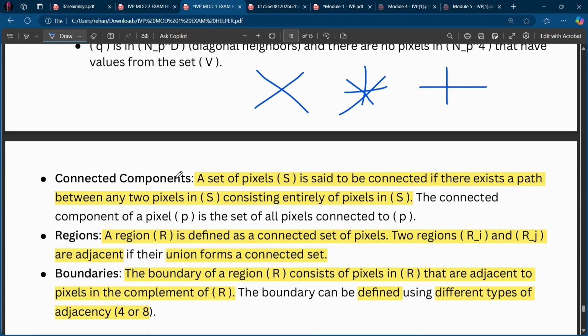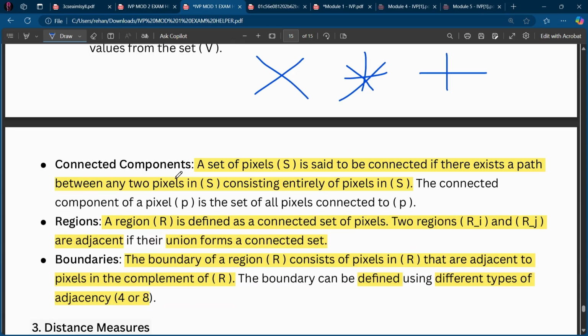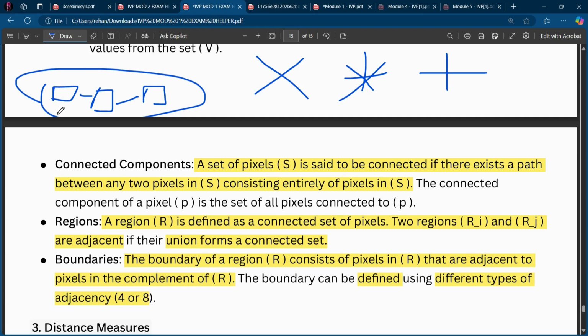Then a connected component is nothing but a set of pixels S is said to be connected if there exists a path between any two pixels in S. A set of pixels is there. Between them, if there is a path consisting entirely of pixels in S, then all the pixels on the path are in that set. Simple definition: what you have to write is, a set of pixels is connected if a path exists between any two pixels in S.